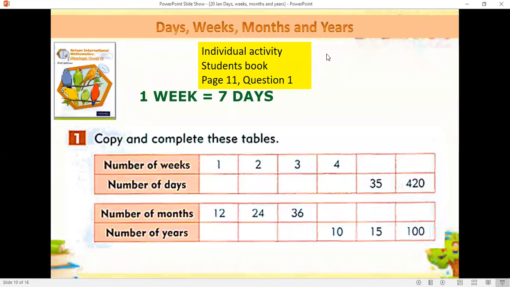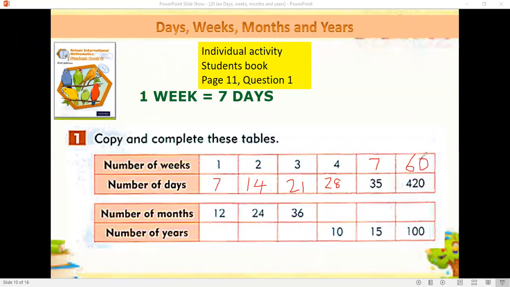Okay, are you done? Can you check your answer, please? So in 1 week, how many days? Of course, we have 7 days. Then in 2 weeks, we have 14. 3 weeks, we have 21. In 4 weeks, we have 28. So how about if we have 35 days? Of course, we have how many? 35 divided by 7 is 5 weeks. 420 divided by 7, we have 60 weeks.